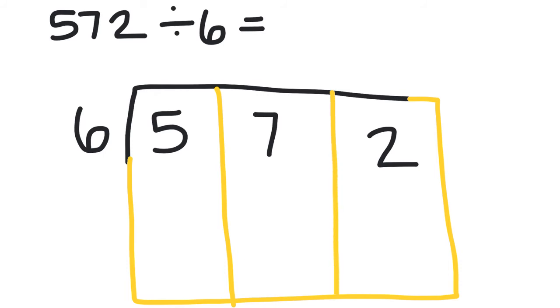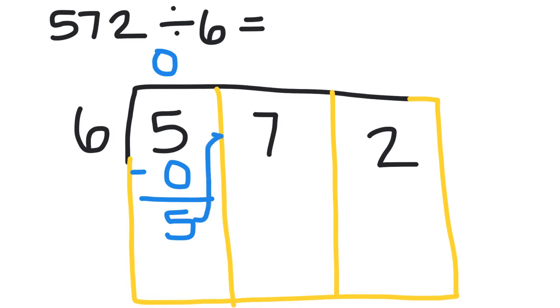Now we are going to go through and see how many times 6 fits into 5, 6 fits into 7, and 6 fits into 2. So let's start with how many times does 6 fit into 5? 5 is less than 6. So 6 actually fits into 5 0 times. So I'm going to take 0 6s away from 5, which is 0. So I'm left with 5. I couldn't do anything to the 5. I will bring my 5 up into the next column.